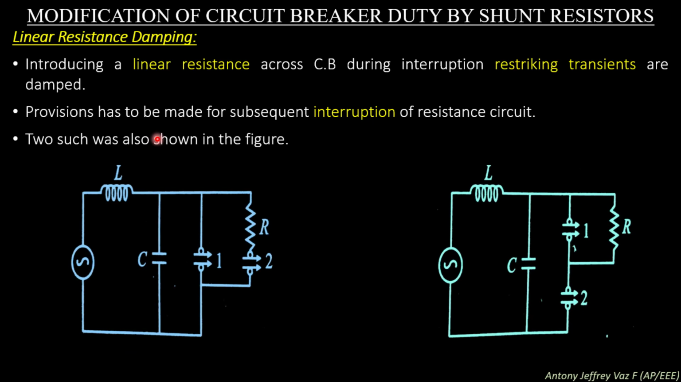Two such circuits are shown in the figure. In this figure you can see a power system having an inductance L and a generator and two circuit breakers that are in the form of a gap. These two gaps are connected in parallel with the series resistance across gap 2. In the second circuit you can see the two gaps, the first gap and the second gap, connected in series, and the resistance, which is used to damp the voltage oscillation, is connected in parallel across the first gap.